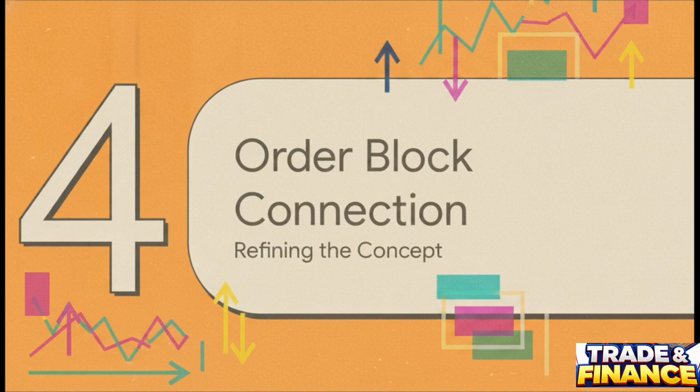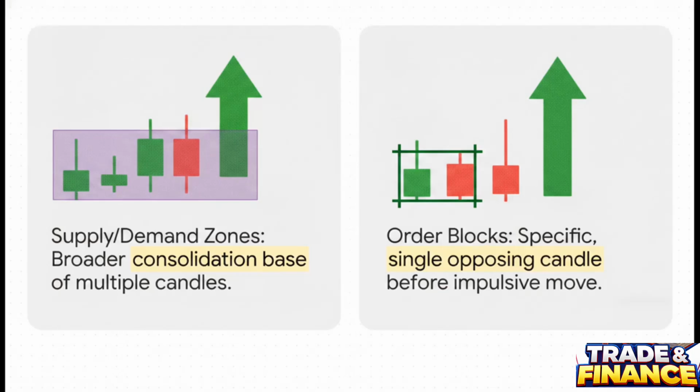All right, Section 4, the order block connection. Now, you might be wondering how this relates to order blocks. While both concepts are hunting for institutional order flow, there is a geometric divergence between them. Supply and demand zones generally map out a broader multi-candle base. Order blocks, which are super popular with smart money concept traders, zoom in on the specific, single opposing candle right before the impulsive move. Think of an order block as a hyper-precise, narrower version of the exact same underlying idea.